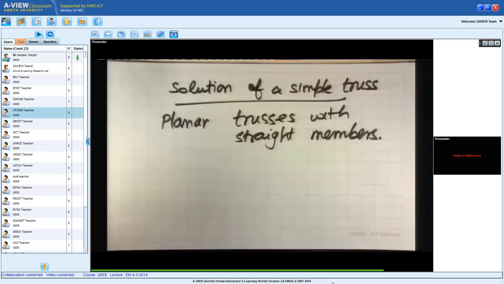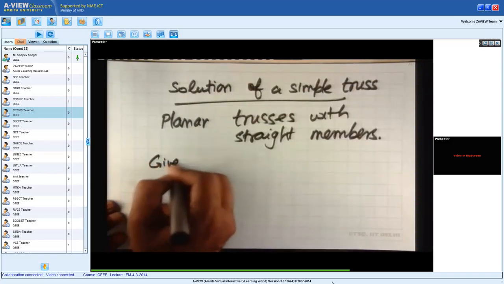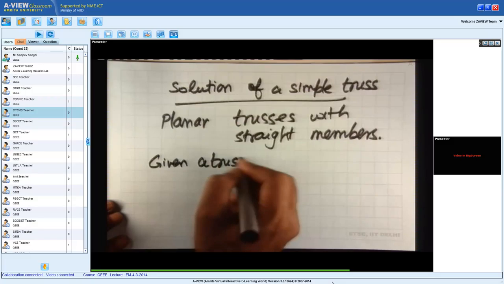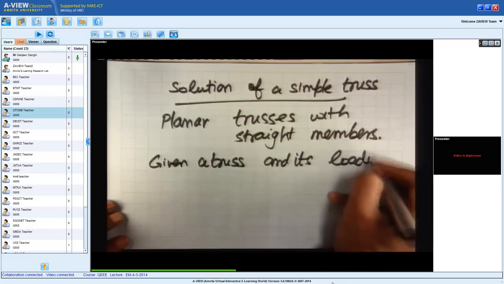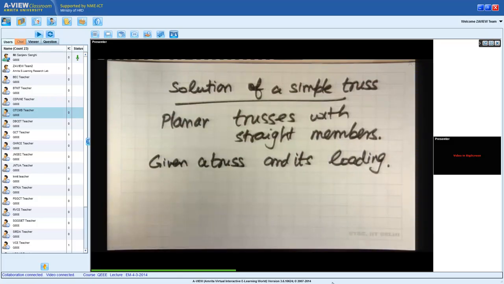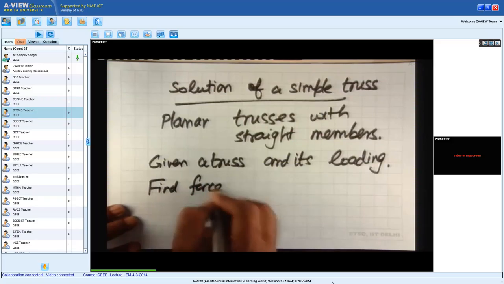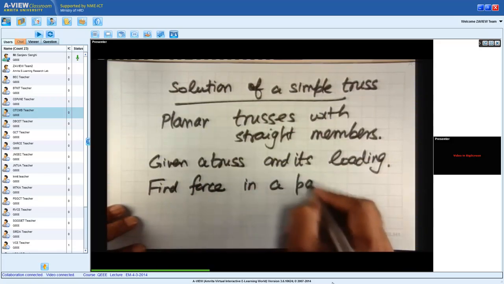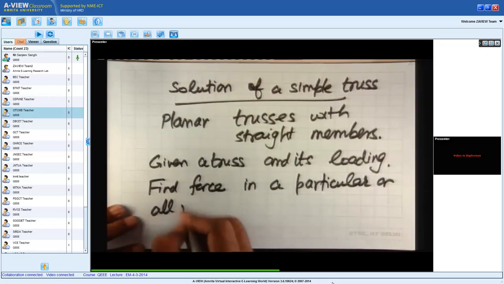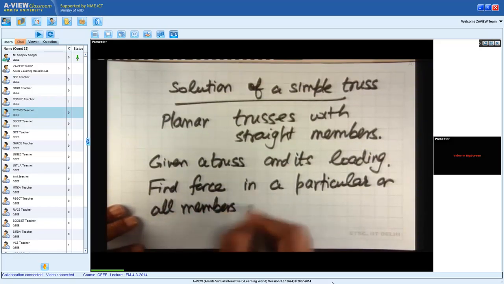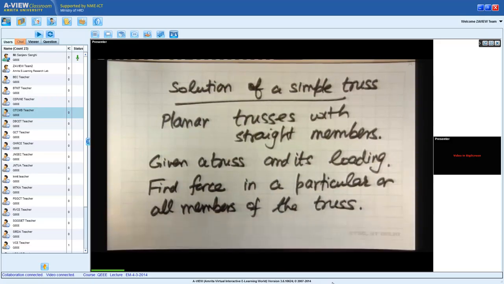Let me tell you the type of problems. You will be given a truss and the external load acting on the truss, and you have to find the force in a particular member or all members of the truss.